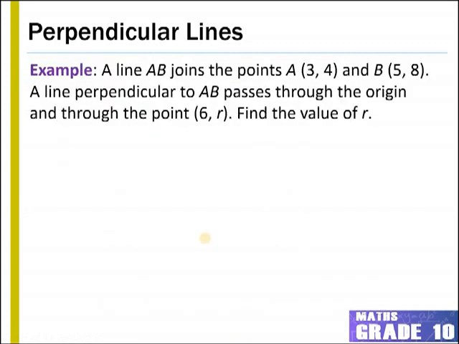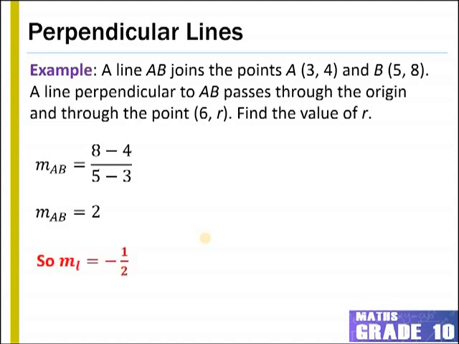Example: a line AB joins the points A(3, 4) and B(5, 8). A line perpendicular to AB passes through the origin and the point (6, r). Find the value of r. To do this, we'll start by finding the gradient of the line joining A and B. It's 8 minus 4 over 5 minus 3, which is 4 over 2, which is 2. So the slope of the perpendicular line must be negative 1/2.